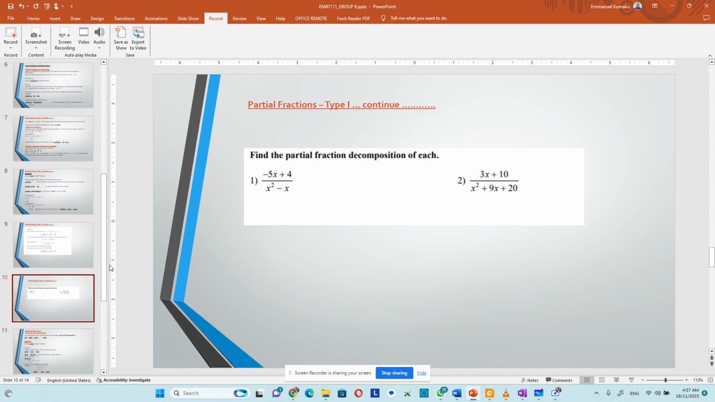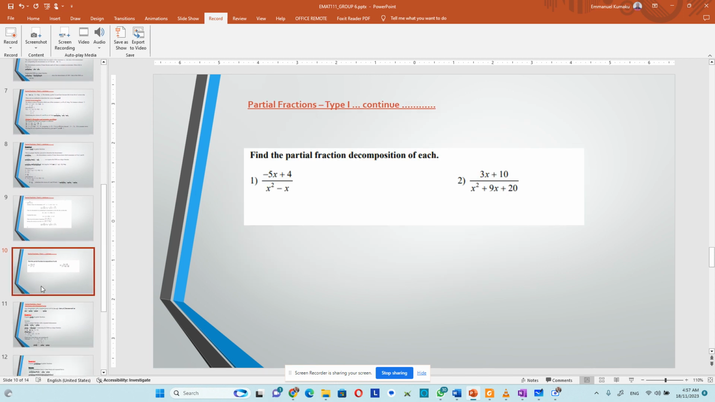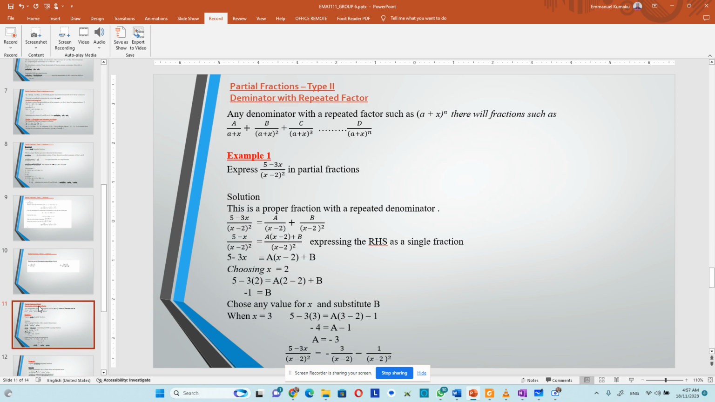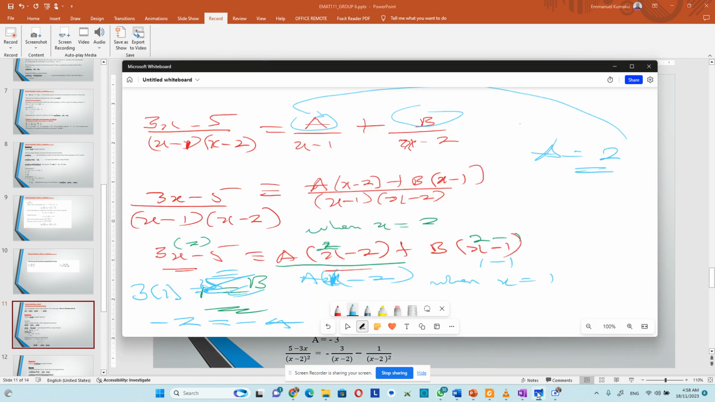Okay. So this is an example you need to try. Then go on to a denominator with a repeated factor. For any denominator with a repeated factor, such as (a plus x) raised to the power n, there will be fractions such as a over (a plus x), plus a over (a plus x) squared, plus a over (a plus x) cubed, up to the term with (a plus x) raised to the power n. Let me explain that one clearly.